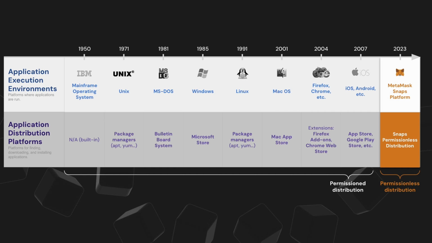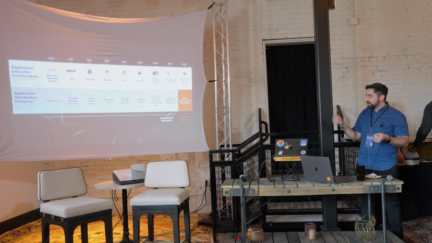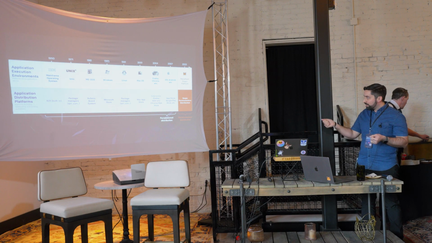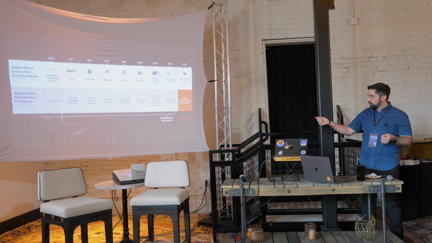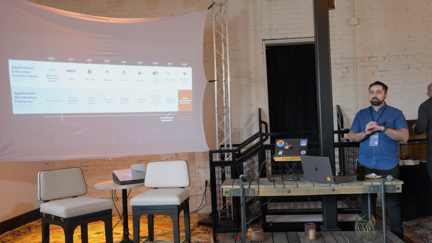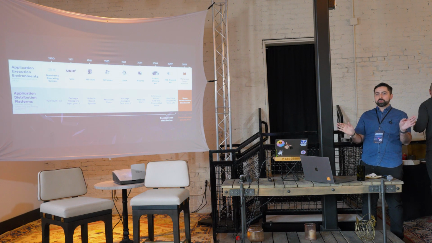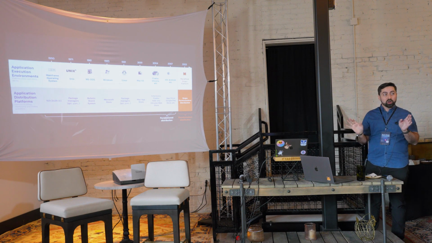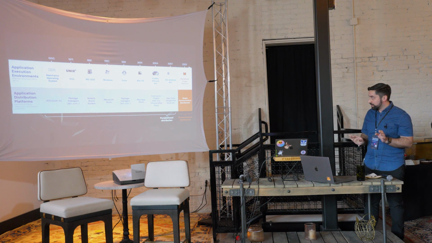But 1971 with Unix, you had packages, right? MS-DOS, you had a bulletin board system where people would get applications. Windows, we've talked about. Linux also uses package managers. Mac has the Mac App Store. Extensions, you have your Firefox add-ons, your Chrome Web Store, etc. Mobile apps. This is all what we call permissioned distribution. You have to go through a review process, and they hope that they can catch anything that gets through.